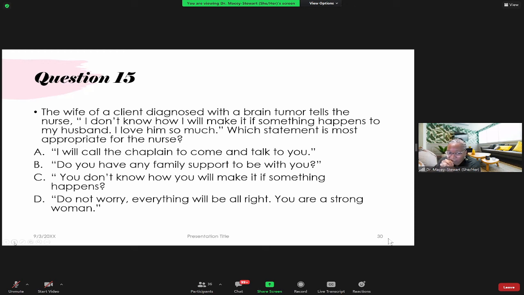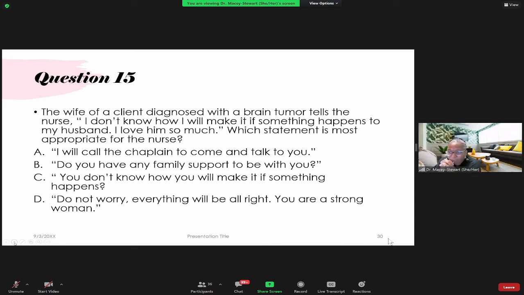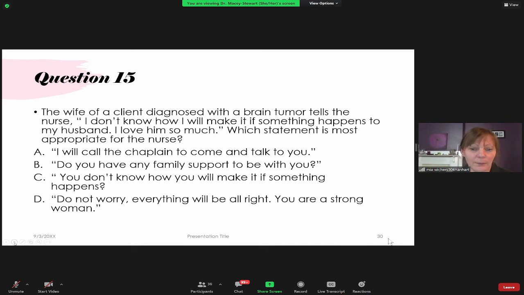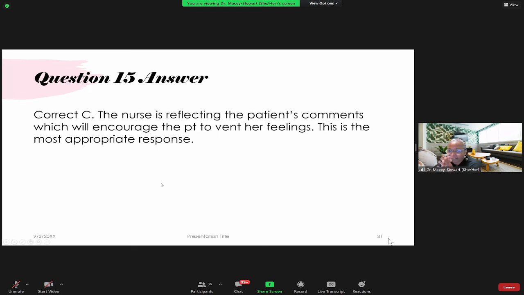Do not worry, everything will be all right. Well, that's rule number one as a nurse. You never tell people everything's going to be all right. But if you say you don't know how it will make you feel if something happens, you're just repeating what the patient said and allowing them to vent. So the patient's asking you the question, you're giving the question back to them, and you're giving them an opportunity to express their feelings.